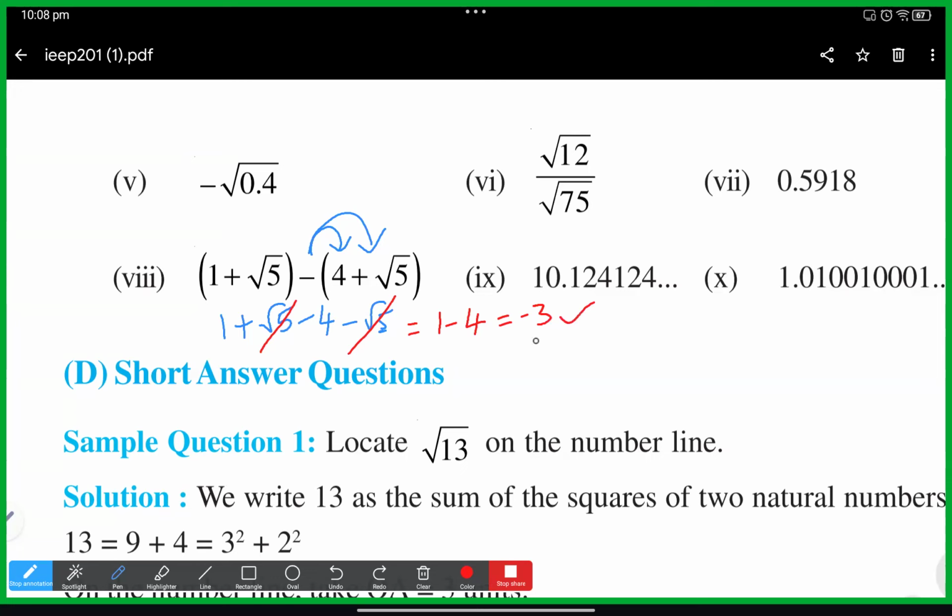So finally minus 3, it has denominator 1, which is rational. Rational. Shall I delete it, Pranali? Yes, sir.